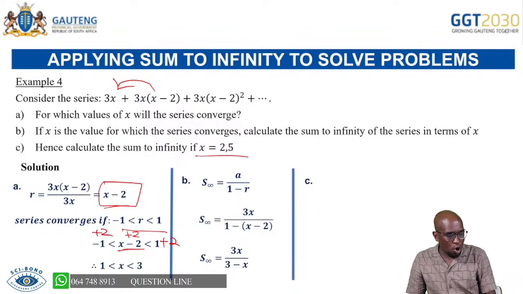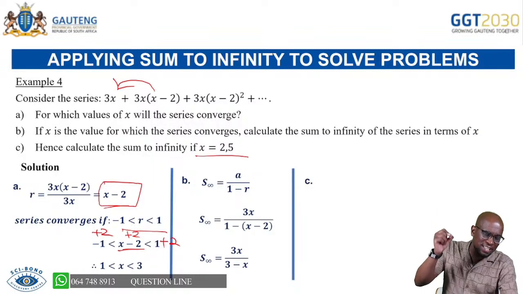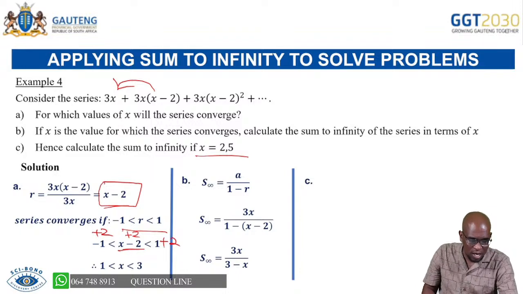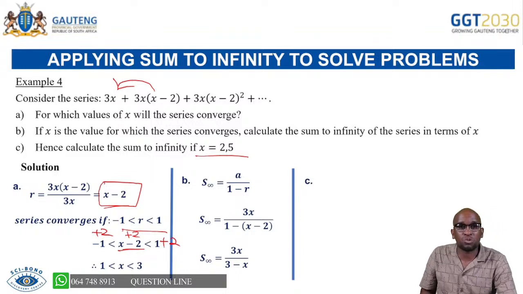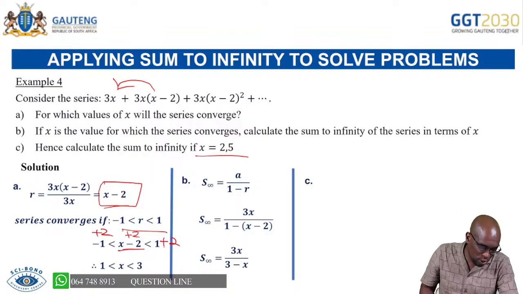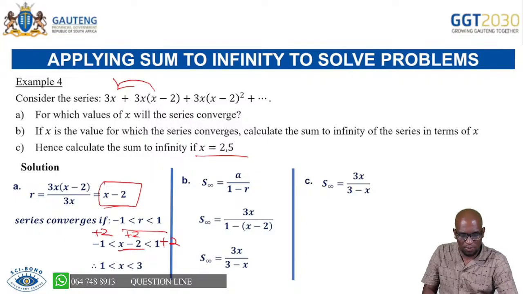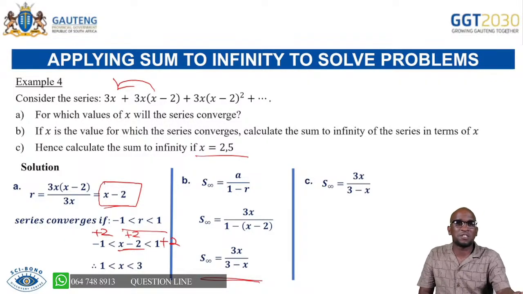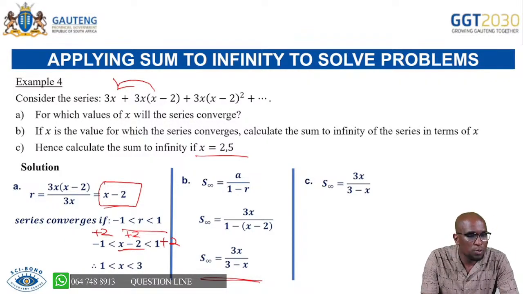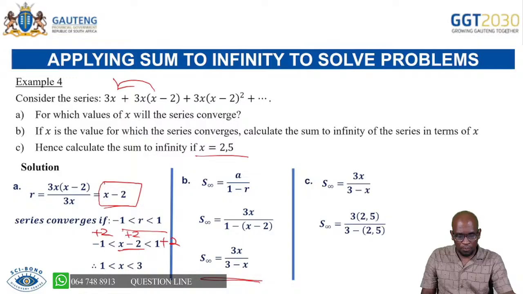Now, furthermore, they say calculate the actual sum to infinity if x is 2.5, which means that where we see x, we're going to substitute 2.5. So now, let's see here. We have S sub infinity, which is 3x over 3 minus x, the one that we've derived here. So now we are going to substitute 2.5 wherever we see x.